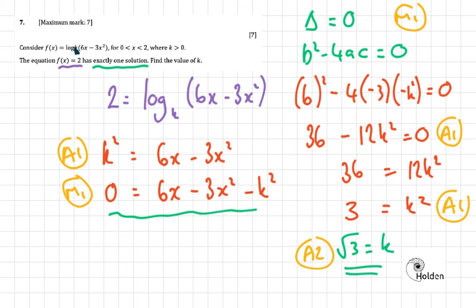There are other ways of doing this. You can complete the square, etc. But because it's mentioned discriminant and exactly one solution, I prefer to use the discriminant.